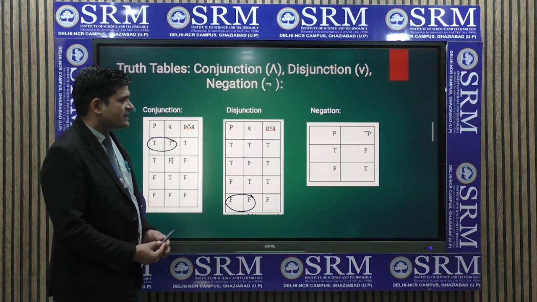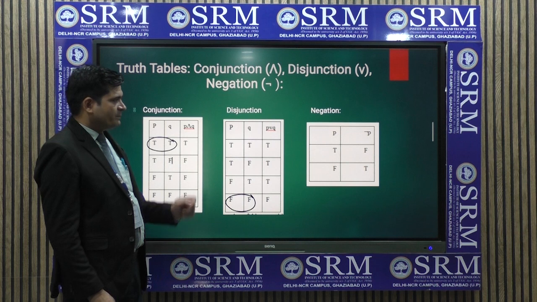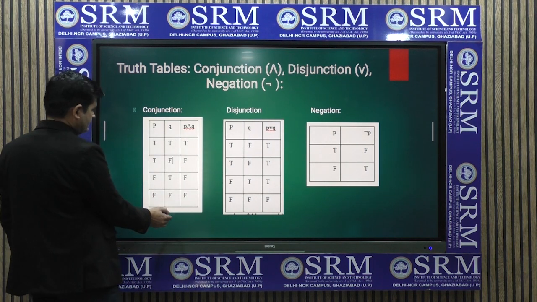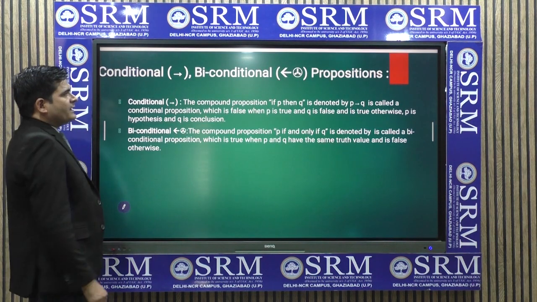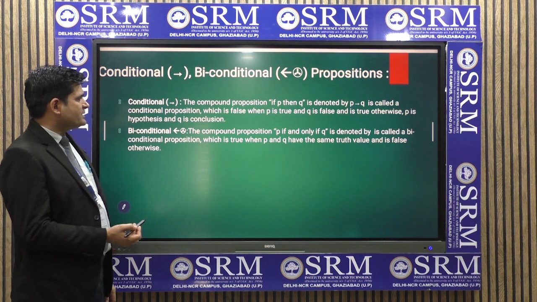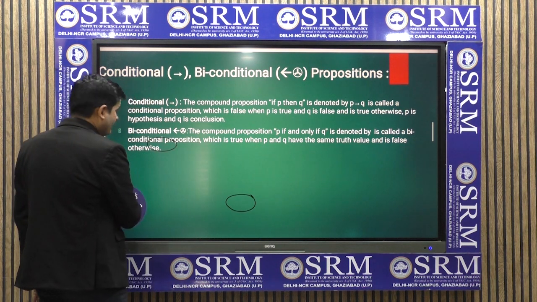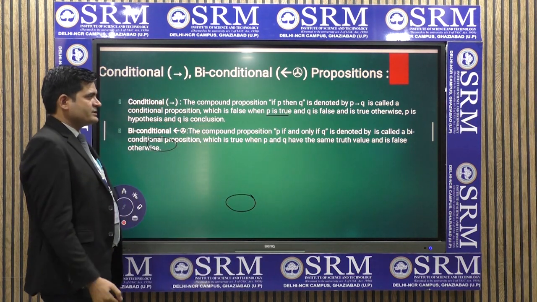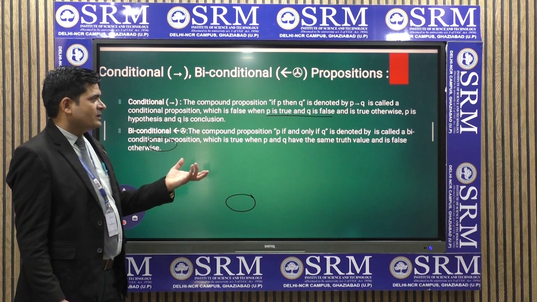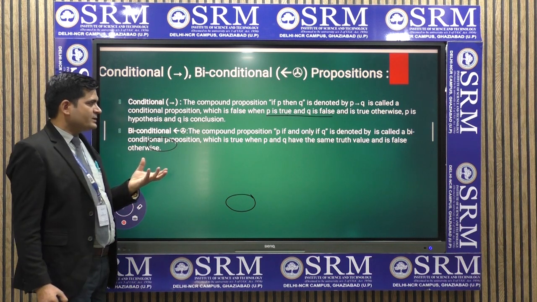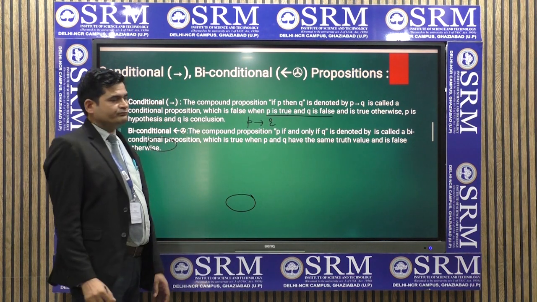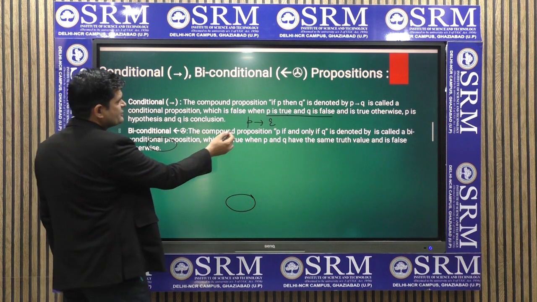If P is a statement which is either true or false, then if P is true, negation P is false, and if P is false, then negation P is true. Now the conditional and the biconditional propositions. The compound proposition 'if P then Q' is called the conditional proposition, which is false if P is true and Q is false. It is false only in this case, whenever our hypothesis is true and the conclusion is false, otherwise it is true. P is called the hypothesis and Q is called the conclusion. It is generally denoted by P conditional Q.